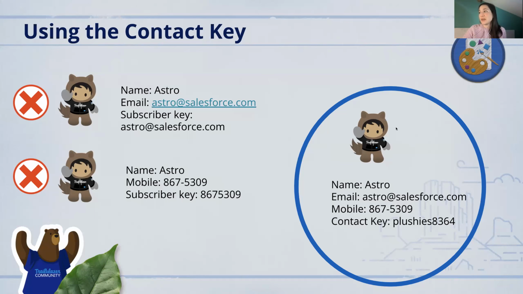So if we come to our contact key and we give him a nice plushies8364 as our contact key, well, then Astro can have his name, he can have his email, he can have his mobile number, but since he has a contact key that is going to be the same as the subscriber key on both channels, we'll use that plushies8364 everywhere. That means we have a 360-degree view.